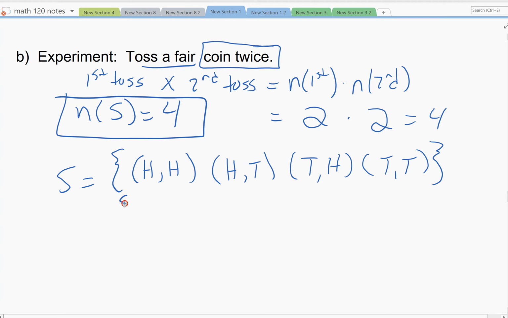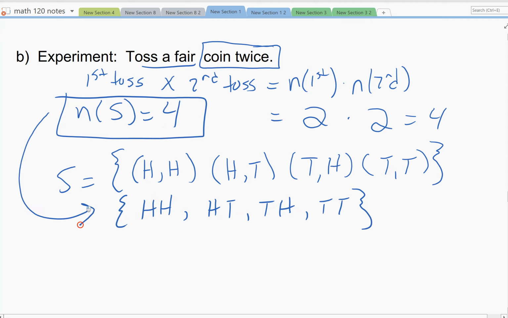Now, again, we like to shorthand things. We will often drop the parentheses, the pair look, and just write them like this to make it a little quicker. It's the same set, it's just written without the pair notation. The order still matters: first toss, second toss. And those are still my 4 outcomes. I've got 4 outcomes when I toss a fair coin twice.